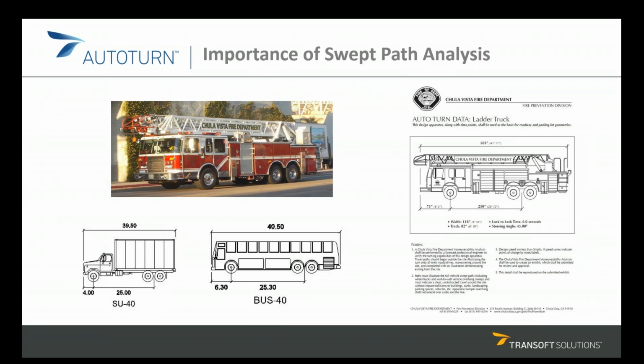As we all know, the fire truck is the largest emergency vehicle that will need access to the point of emergency. And as most of the design guidelines do not include fire trucks as a design vehicle, the fire departments either propose to use a larger sized bus or truck to represent these vehicles for swept path analysis.